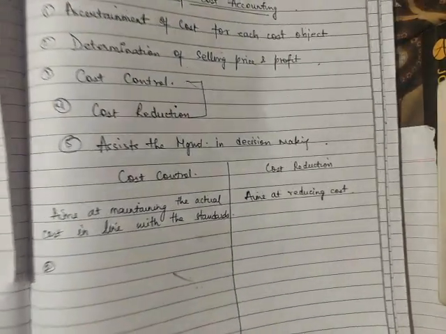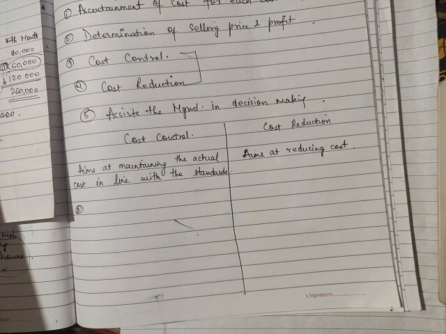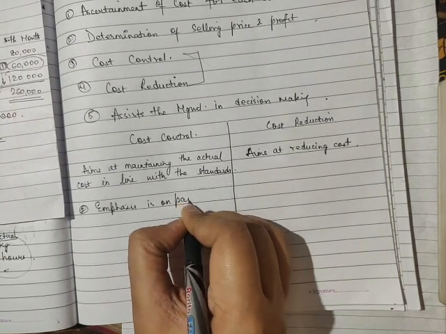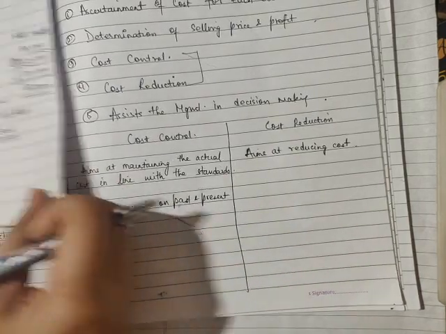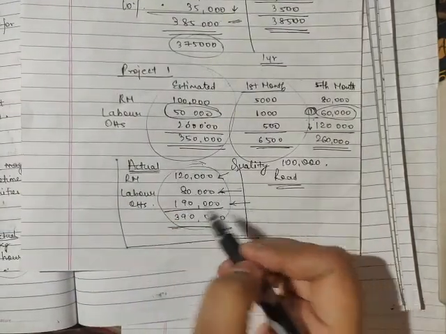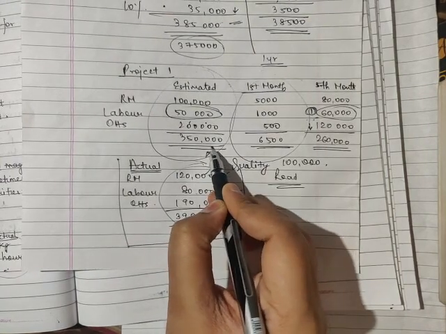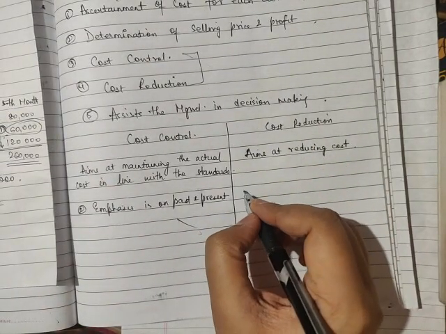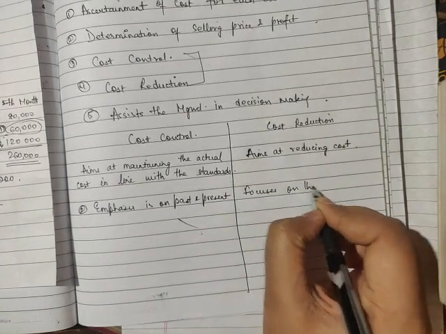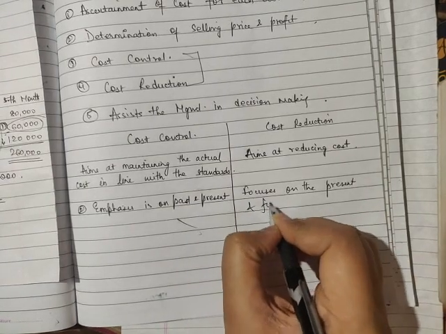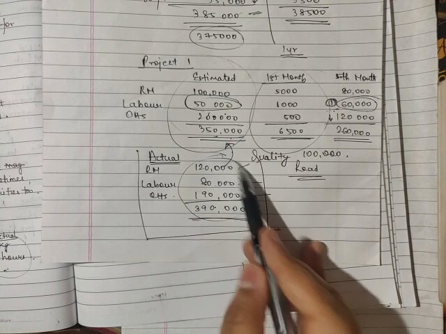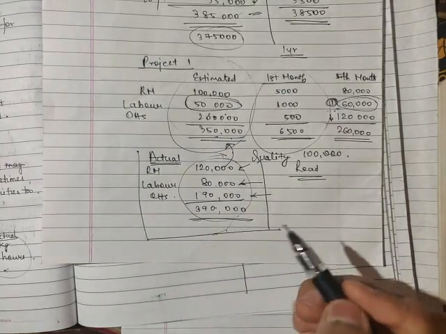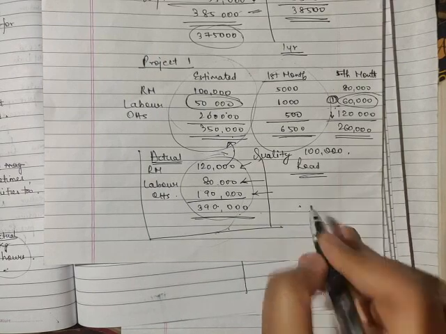Number two, in cost control, the emphasis is on past and present. That is, we compare the present expenditure incurred on the project with the predetermined standards, that is, the standards that were set in the past. Whereas cost reduction focuses on the present and future. That is, given the present expenditure, we try to forecast in which areas we can make a change that may result in a reduction in cost in the future.